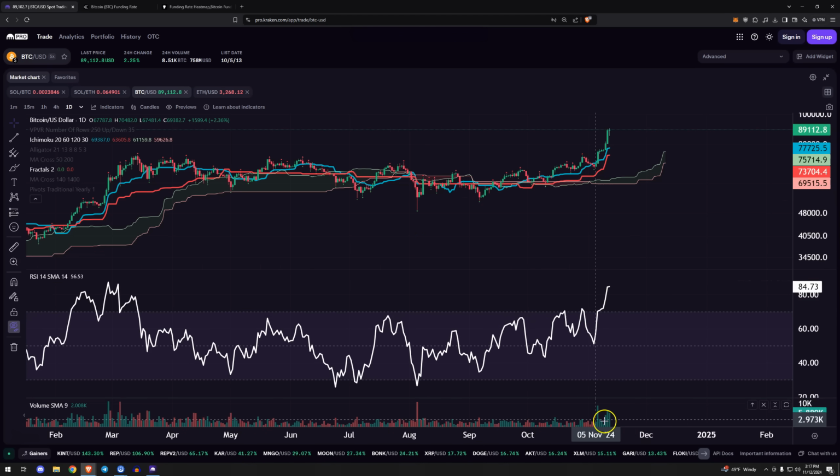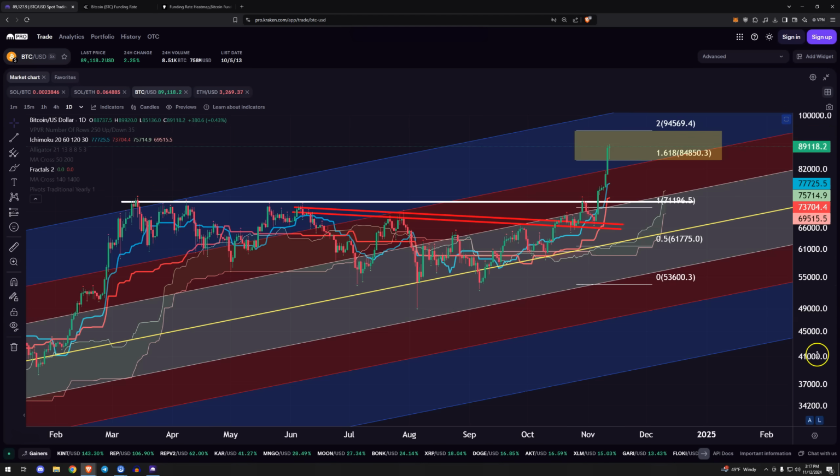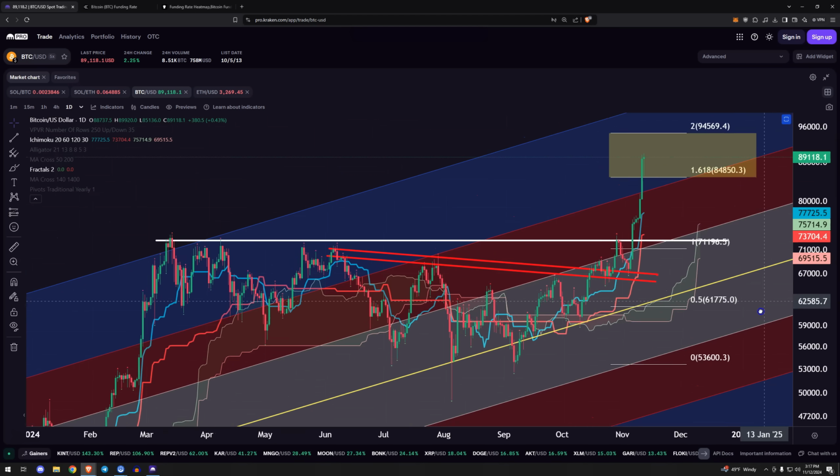I don't really like looking at volume ever, honestly. There's just too many exchanges, and it's too hard to get a real signal that I find. But if you like volume, use volume. If you like MACD, use MACD. So collectively, that's all I'm really looking at here for BTC.